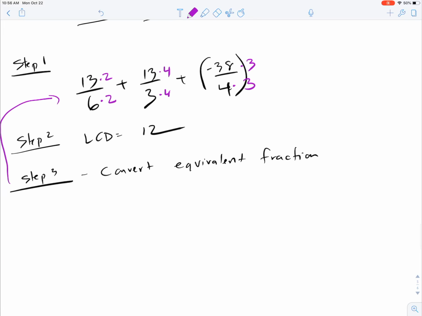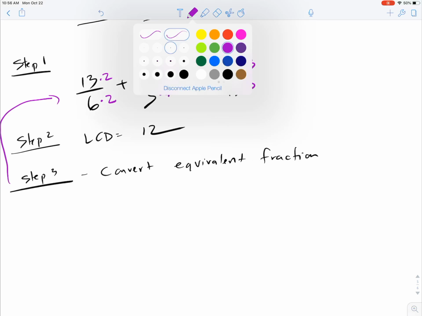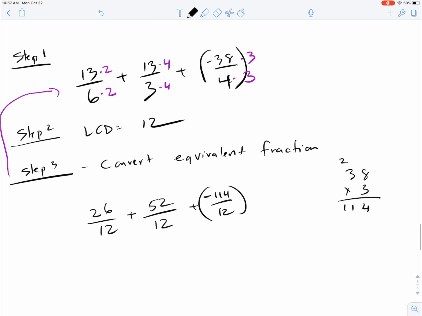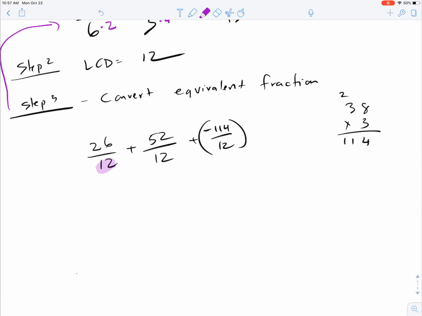So the first equivalent fraction is going to be 26 over 12, plus 13 times 4, that's 52 over 12, plus, let me see, what's 38 times 3? I want to double check. 8 times 3 is 24, right? Write the 4, carry the 2, that's 114. So negative 114 over 12. Good. Now notice I have a common denominator.